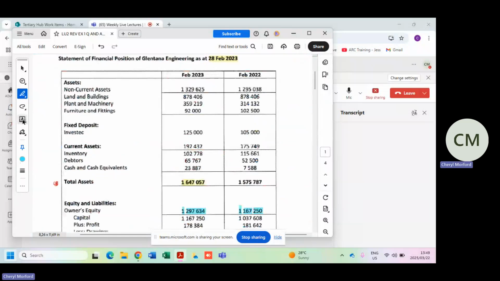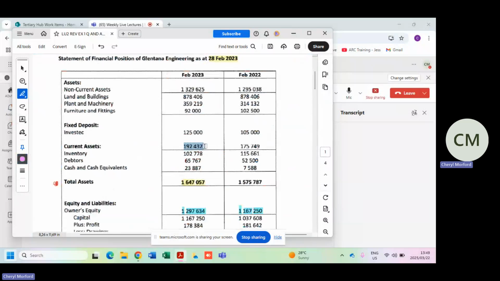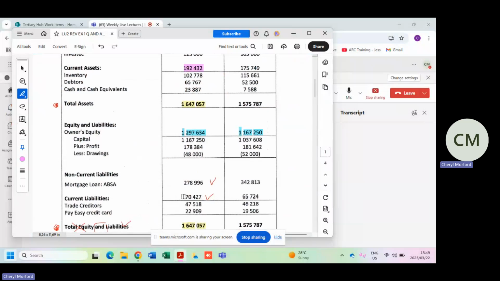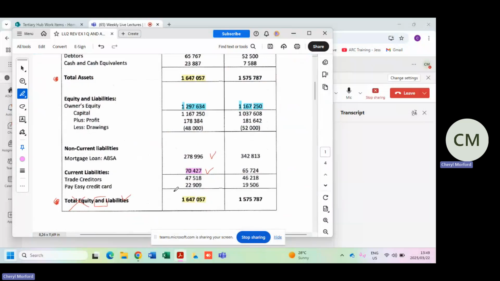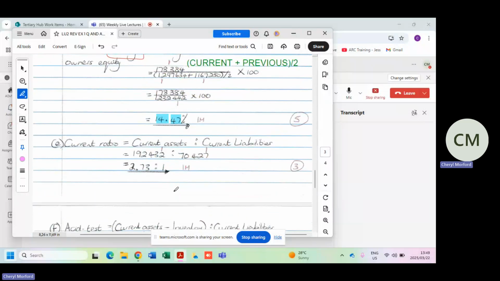I'm just going to change the color. Our current assets for the period, they're in that light purple shade. Our current liabilities, just make sure we find the correct number. We've used it before, the 70,000. So all we're going to do then is a straight division. And what do we get? We have more current assets than current liabilities. So when we divide, we're going to find that our ratio is bigger than 1.